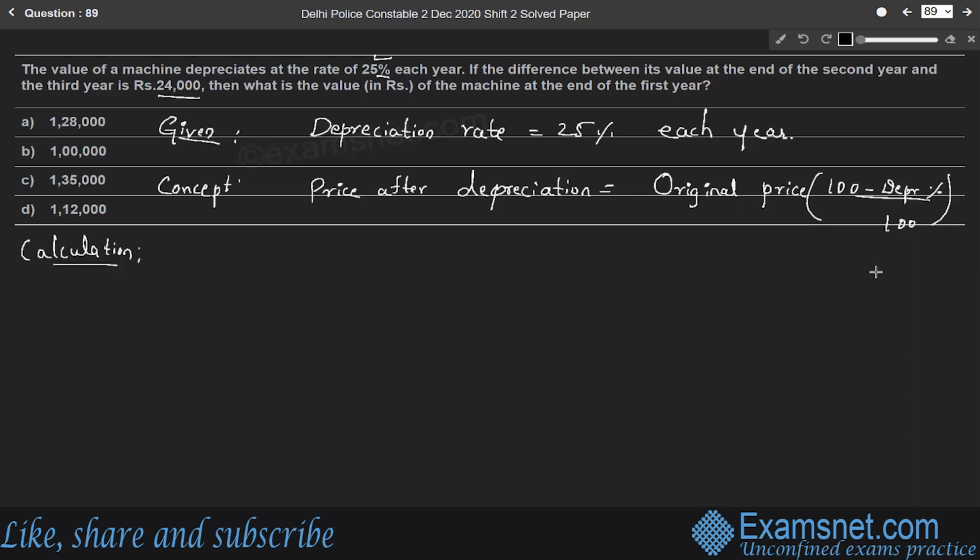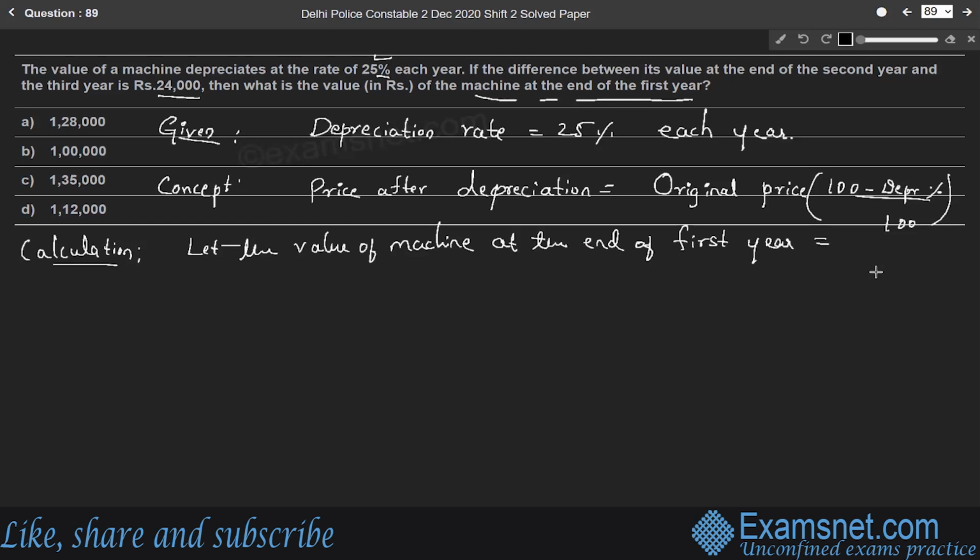Therefore, come to the calculation part. So, in the question, what is asked here? The value of the machine at the end of the first year. So, let us assume the value of the machine at the end of the first year is A rupees. You can also take X.